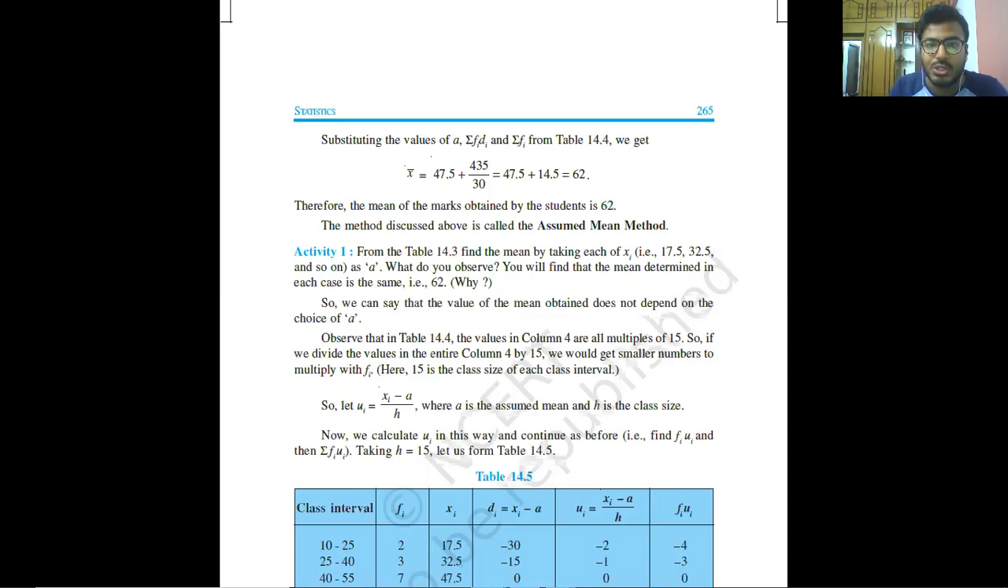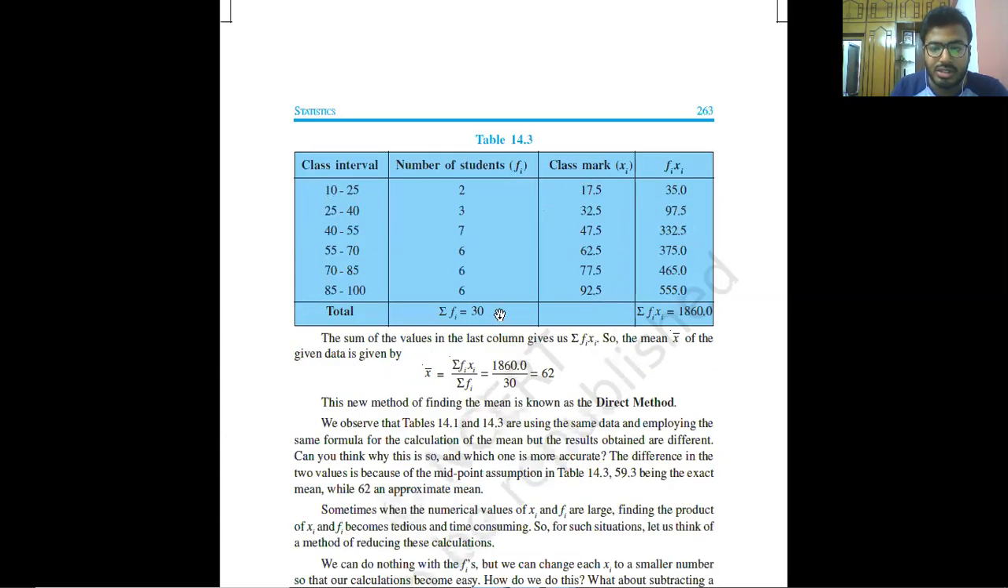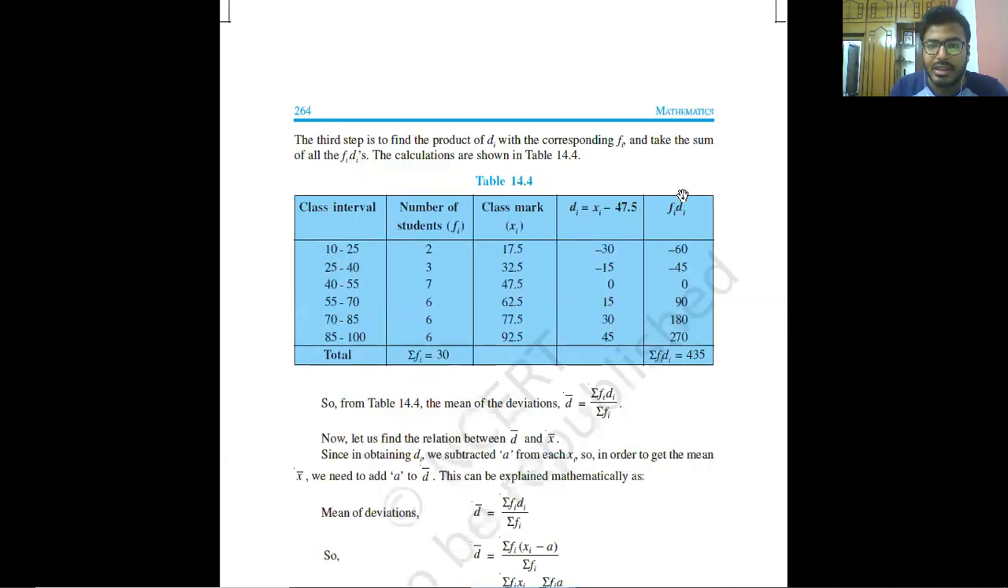This method is known as the assumed mean method. Now look at the mean value, how much are you getting? 62. The same answer you got here also. In the direct method also, how much did you get? 62. So in the direct method it is fi xi, in the assumed mean method it is fi di. Now before going to the next, just look at this di.